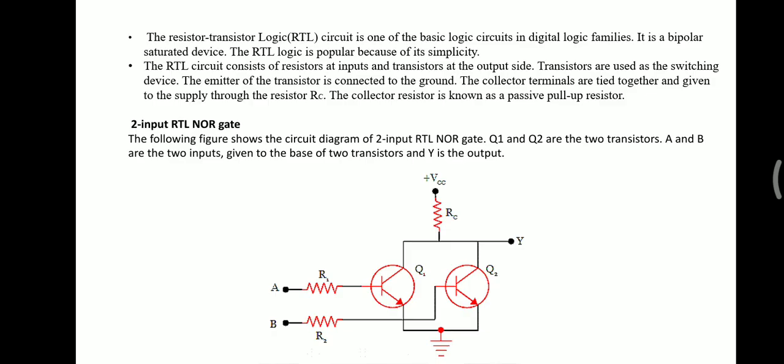So here I have shown the introduction of RTL. RTL is one of the digital logic family circuits, and one of the basic logic circuits in the digital logic families. It is a bipolar saturated device, also called a bipolar junction device. It has two junctions, so that's why we call it a bipolar junction device or bipolar saturated device.